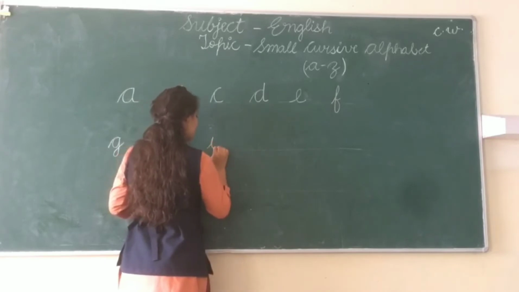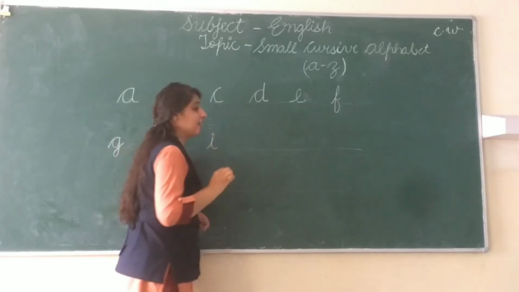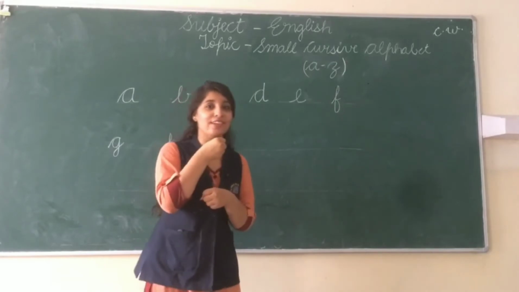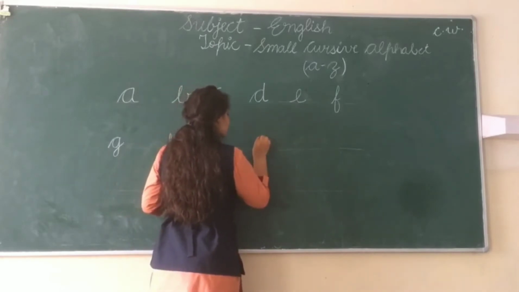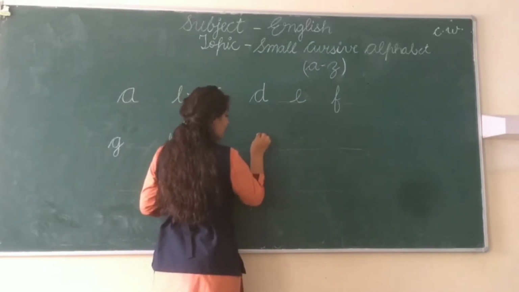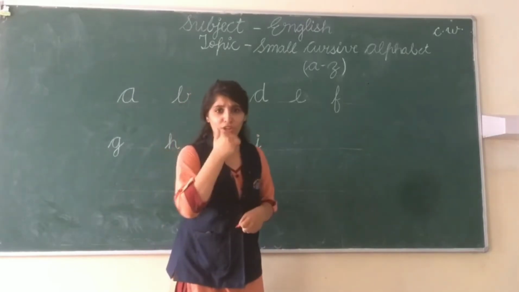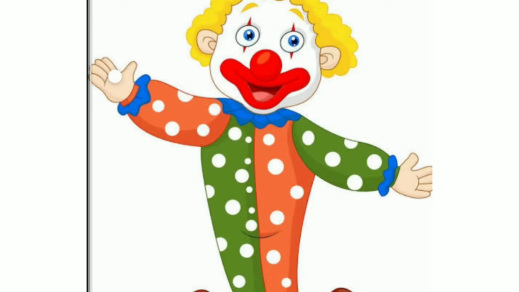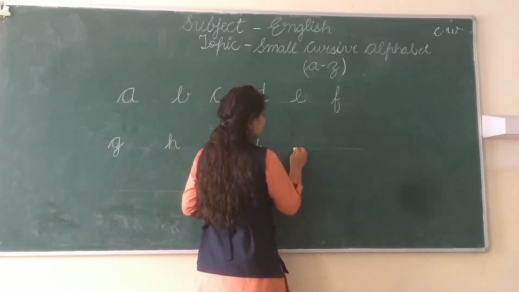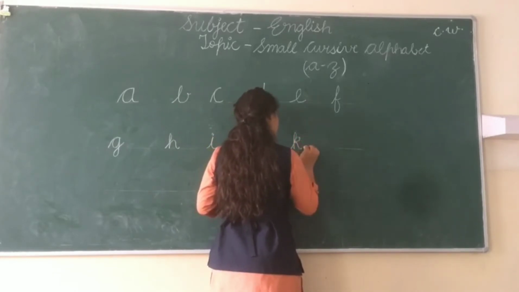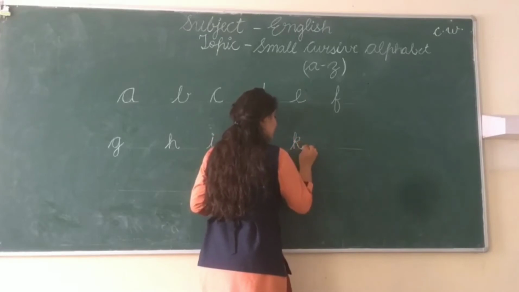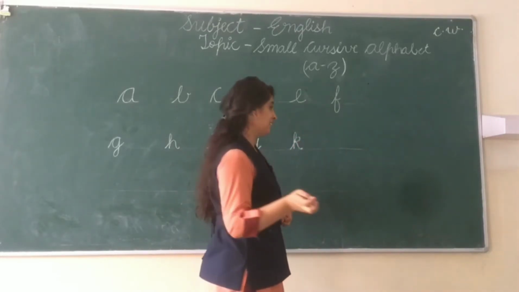Our next alphabet is I. I for ice cream. Our next alphabet is J. J for joker. Our next alphabet is K. K for kite.